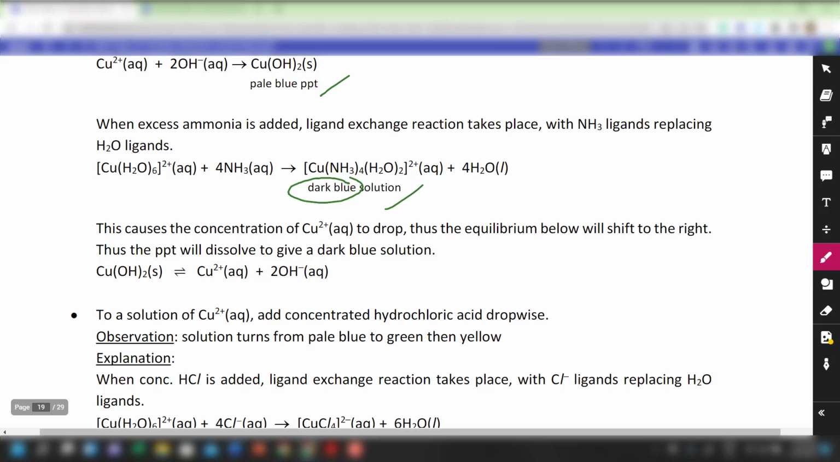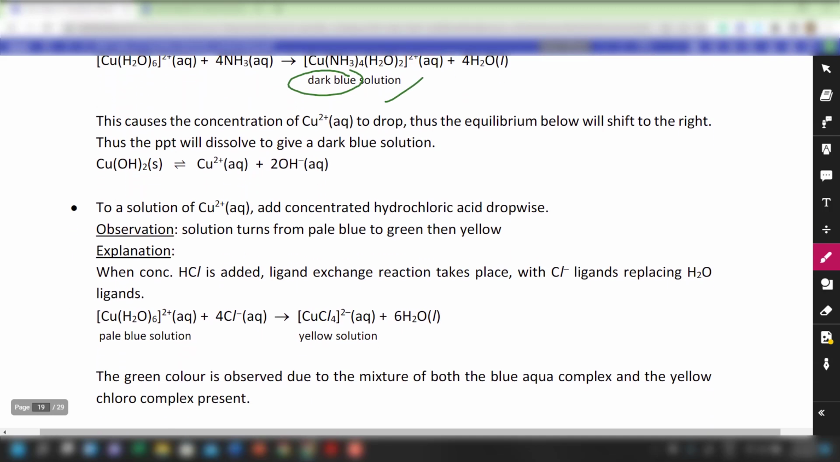Okay, likewise, when we add concentrated hydrochloric acid to copper 2, we are going to get a yellow complex. Yeah, so normally in quite a number of cases, we don't really observe the yellow complex. We will observe it more as a green complex, because normally what we observe is an equilibrium or a mixture of hexa aqua copper 2 as well as the tetra chloro copper 2 complex. Yeah, so we normally will observe it as green.